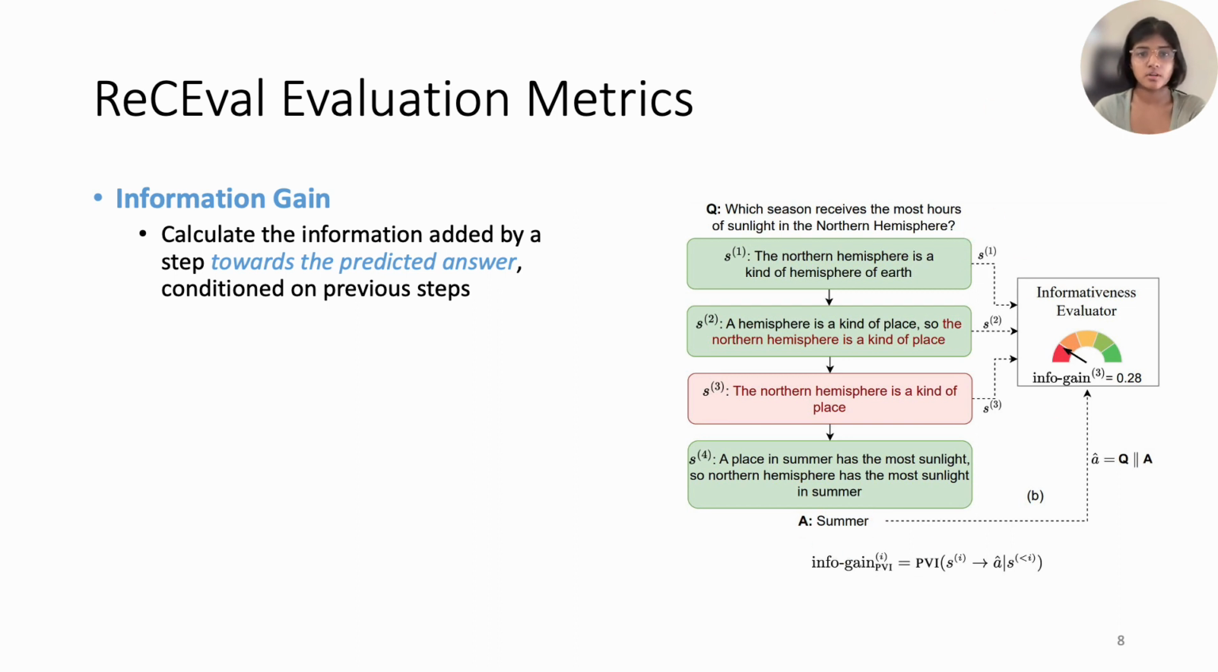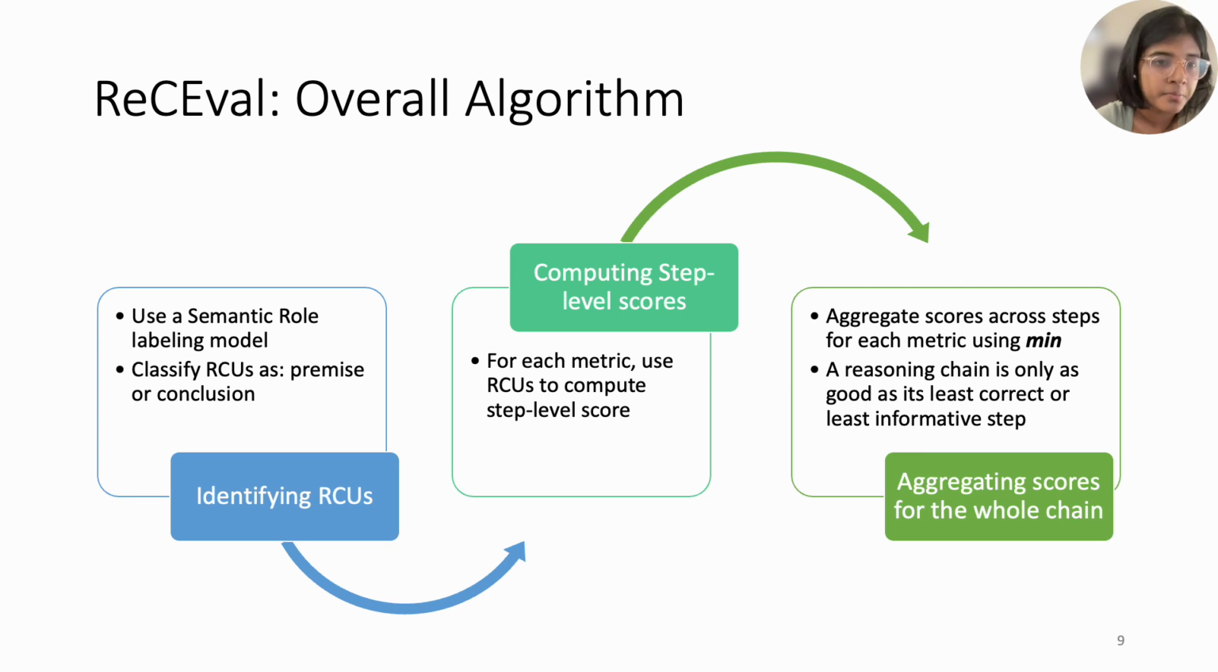The overall algorithm begins with identifying RCUs and classifying them as premise or conclusion. Then we use the RCU information to compute step-level scores for each metric. Finally, we aggregate these scores across steps using the minimum operation for each metric. This means that we measure the least correct or least informative step in the reasoning chain.